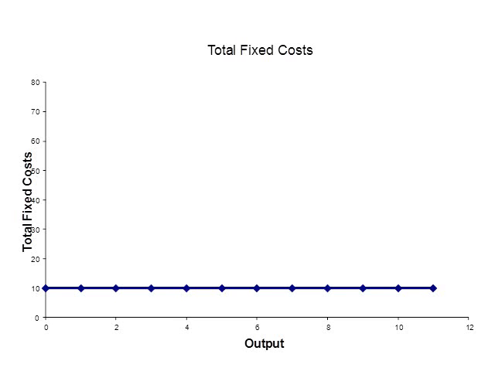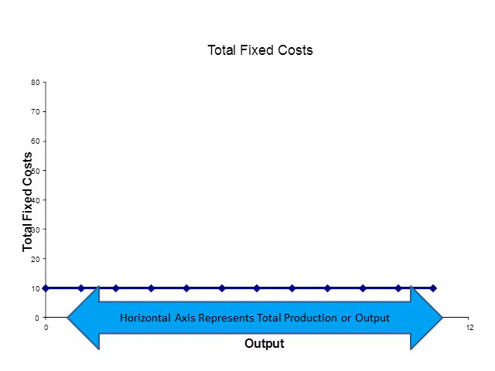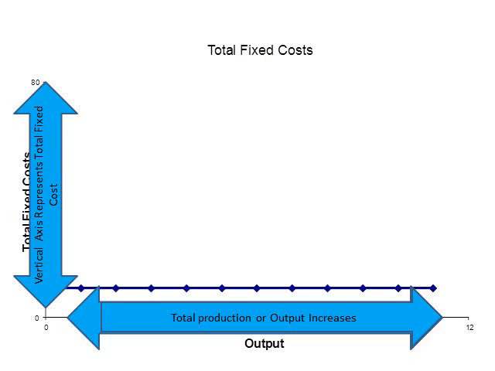Before discussing the particular features of the graph of the fixed cost, let's take a minute to understand its structure. The horizontal axis represents total production or output. Total production or output increases as we move from left to right. The vertical axis represents total fixed costs, and fixed costs increase as one moves from the bottom of the graph upwards.